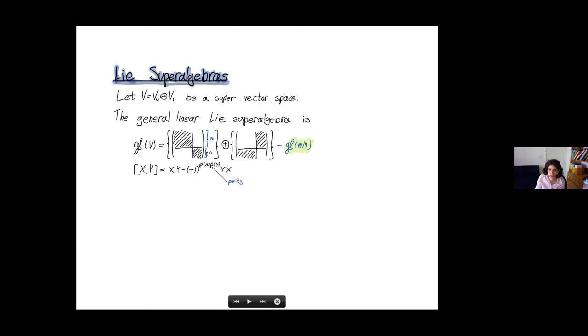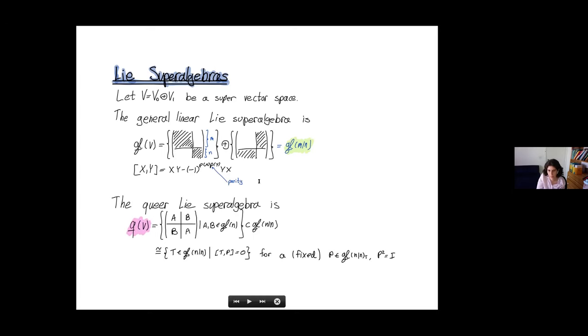So this is one basic example. If the dimensions of V0 and V1 are m and n, we call it GL(m|n). That's one. And another example that we consider today is a subalgebra for m equal to n, the queer superalgebra Q. It's sometimes called the second generalization of GL(n) for superalgebras, and you can see why. Or you can present it as all the linear transformations that commute with a certain fixed operator P. You can also view it as fixed points of an involution and so on. So these are the two algebras of today, and we shall discuss the finite dimensional representations of them.